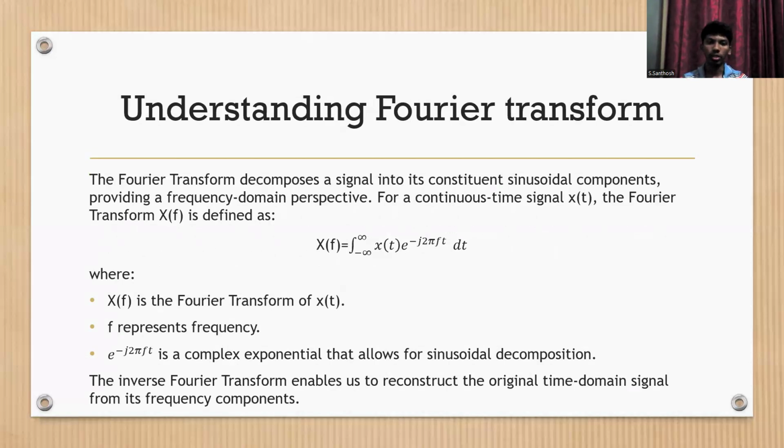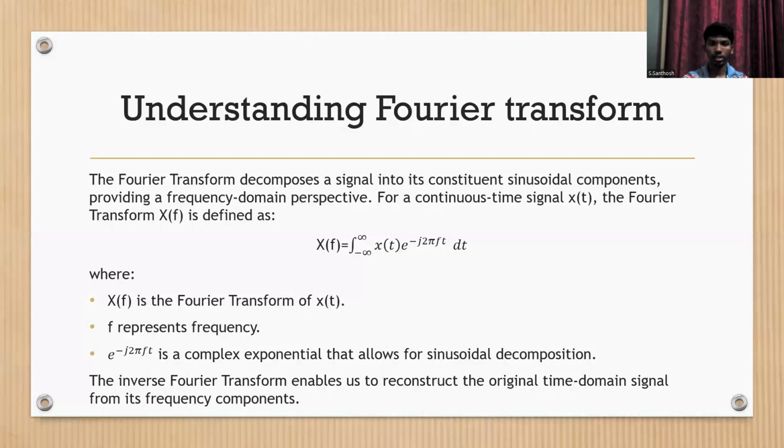So the Fourier transform decomposes a signal into its constituent sinusoidal components, providing a frequency domain perspective for a continuous time signal x of t. Let's take a time signal x of t, and to see the Fourier transform X of f of it, we have to have an integration of the x of t with e to the power minus j 2 pi f t. This e to the power minus j 2 pi f t can be broken down into a cos and sine signal, as we know that e to the power minus j omega t can be written as cos omega t plus j sine omega t.